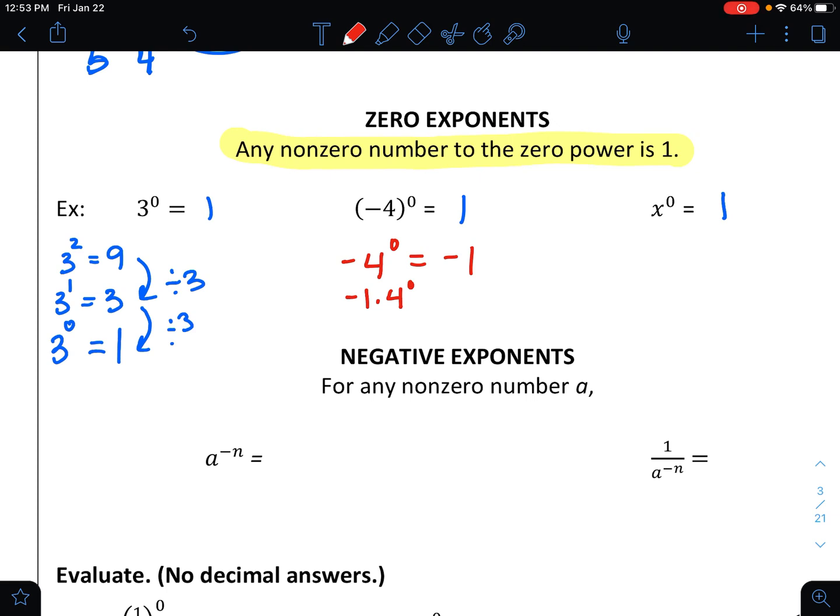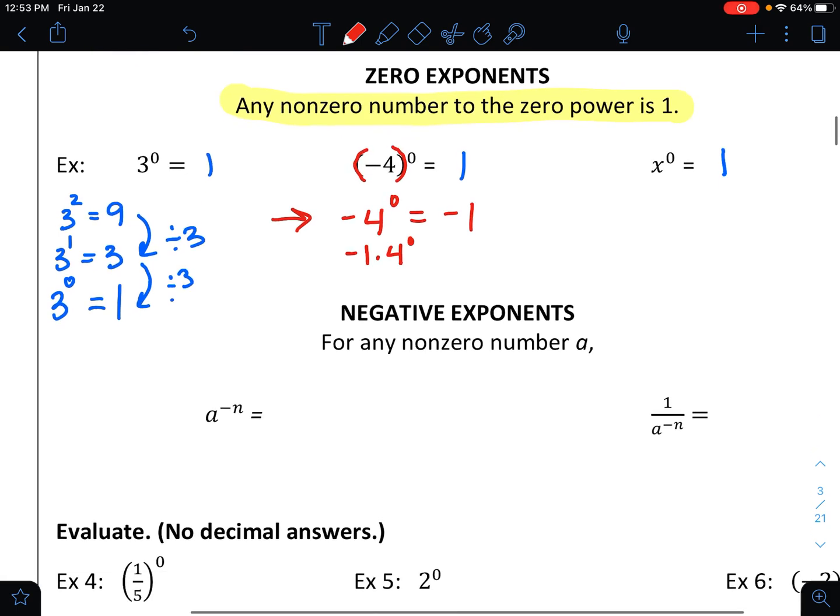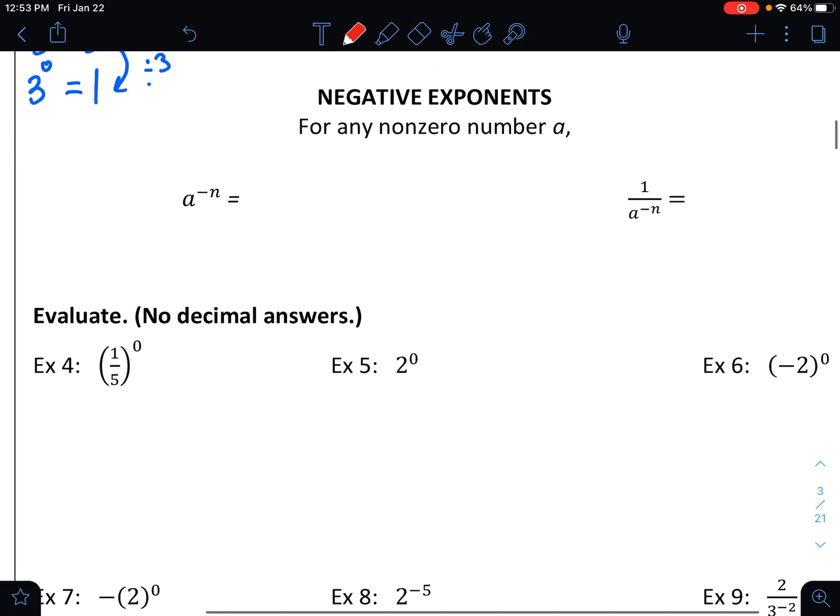So the parentheses are super important. This is saying 0 is to the entire number -4, whereas my second example here is just 0 is going with the +4, and then there's a -1 there in front. Okay, we will see that come up a lot this unit, and I will try to talk about it every time. Okay, second one. Negative exponents.